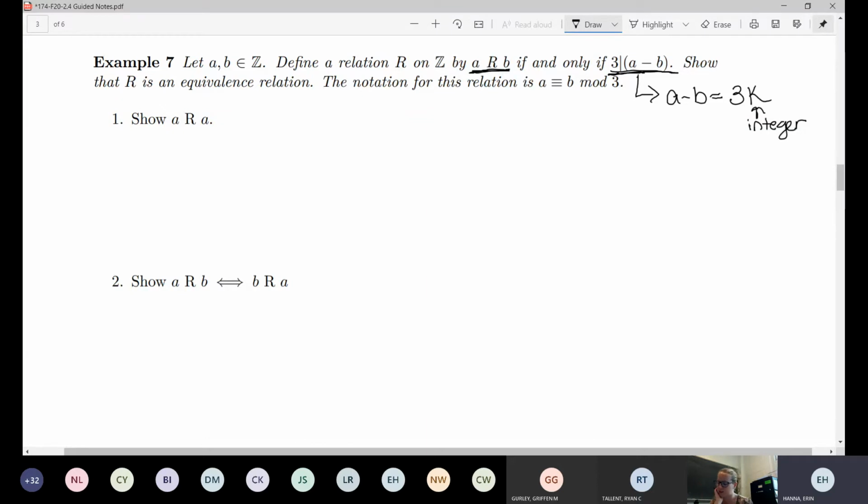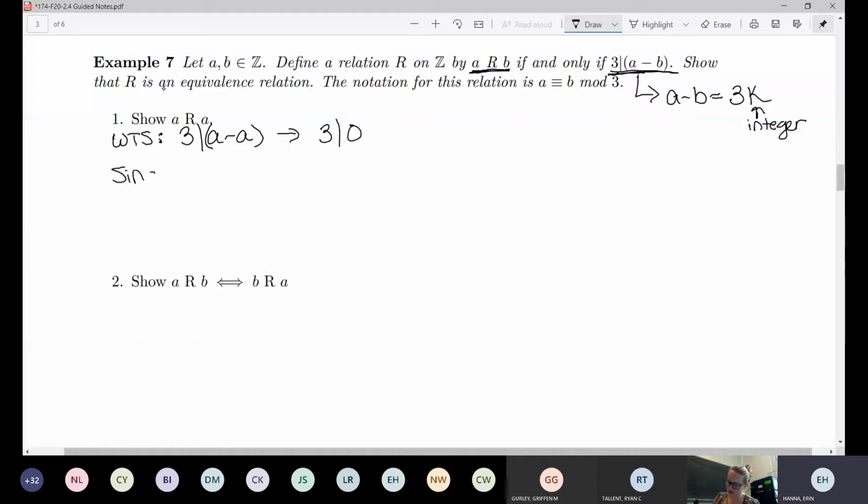So let's say we want to show that a is related to itself. So we want to show that it's reflexive. Essentially, if you let me abbreviate, we want to show that 3 divides a minus a. Let me put that in parentheses. Well, if you think about a minus a, that just means we want to show that 3 divides 0.